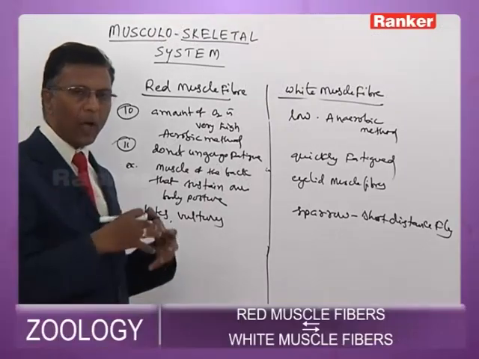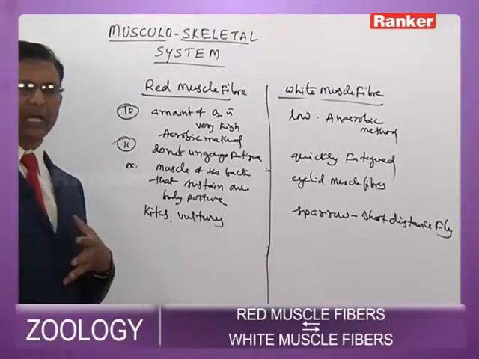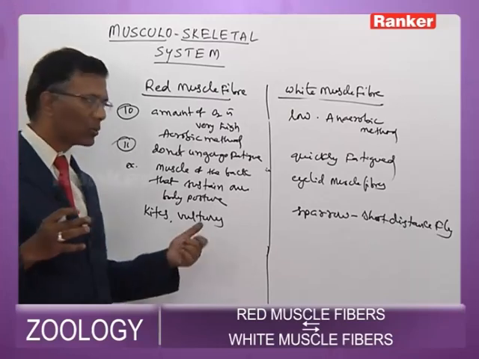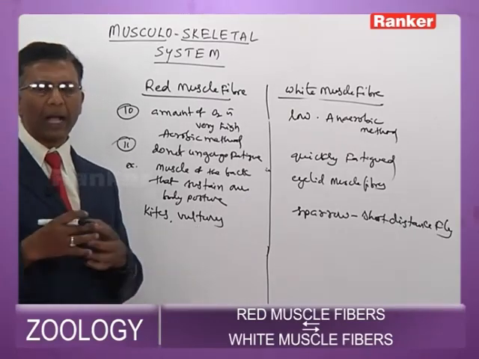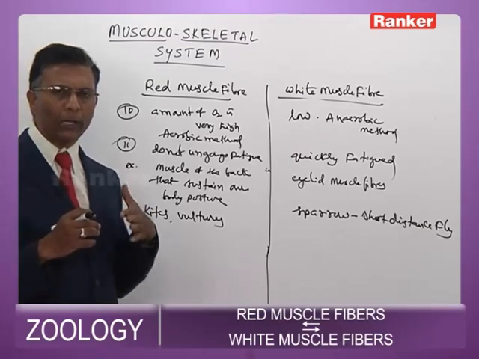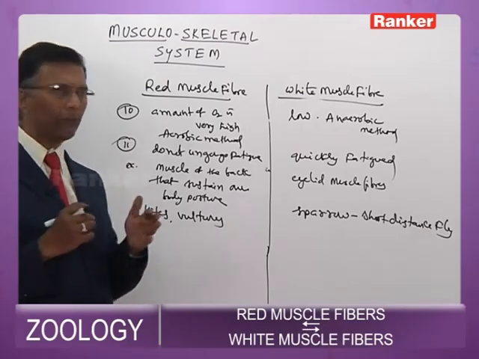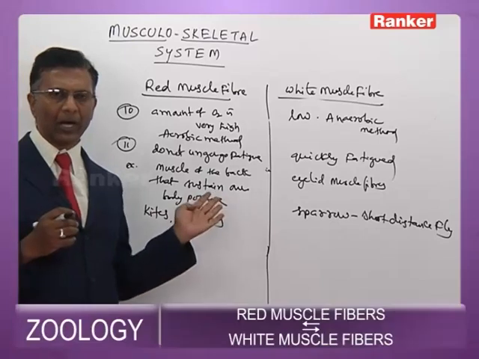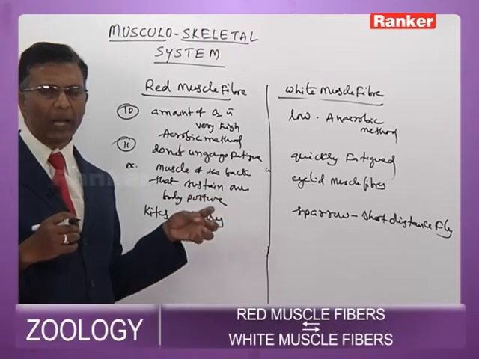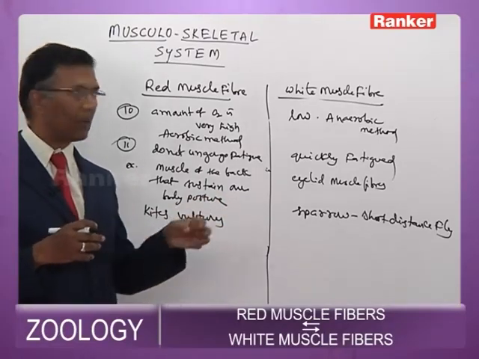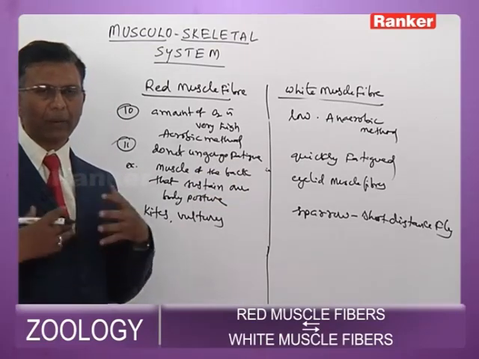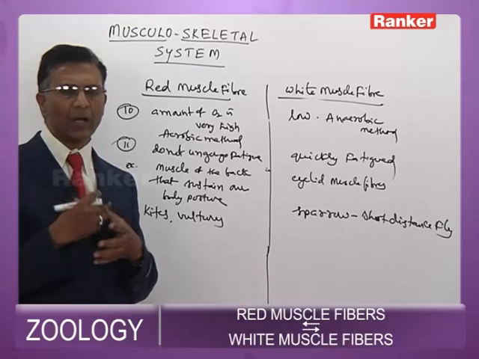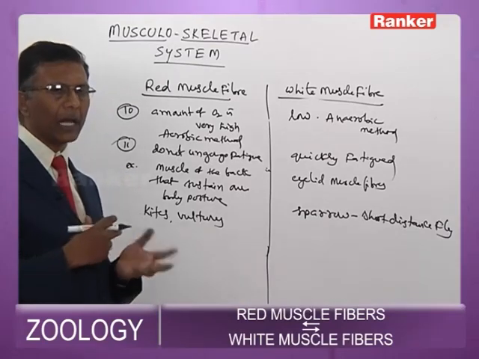Whereas kites and vultures fly for a long period of time. Sustained flying habit is noticed in them, so they require red muscle fibers. In the same way, fish like mackerels and tunas, while cruising, that is while moving slowly, make use of red muscle fibers. And while running very fast, they make use of white muscle fibers. Like that, depending upon the conditions of the body, muscles can become either red or white.